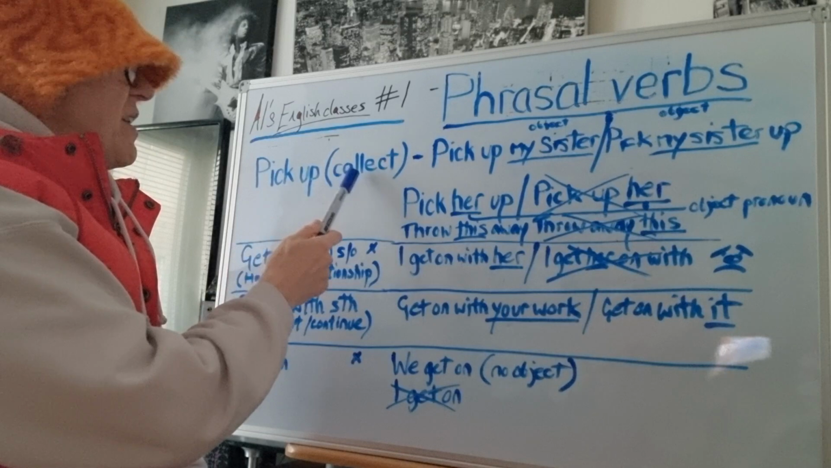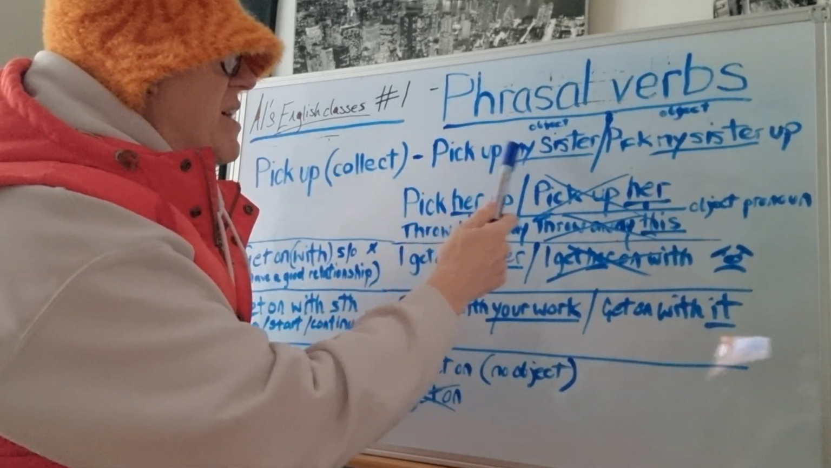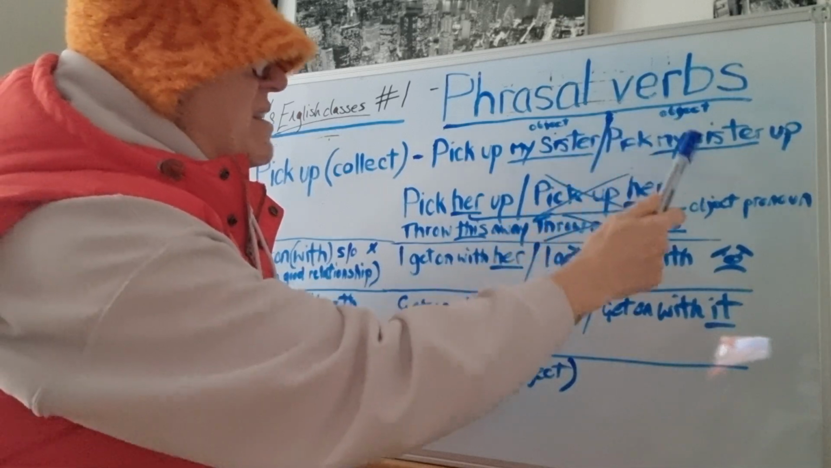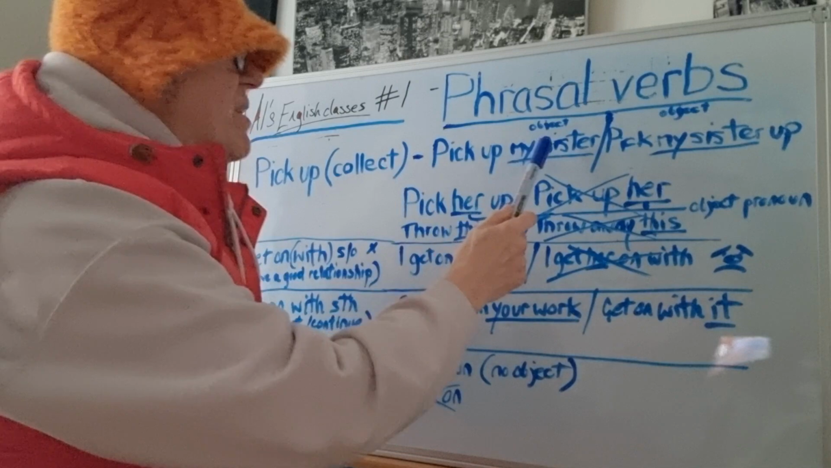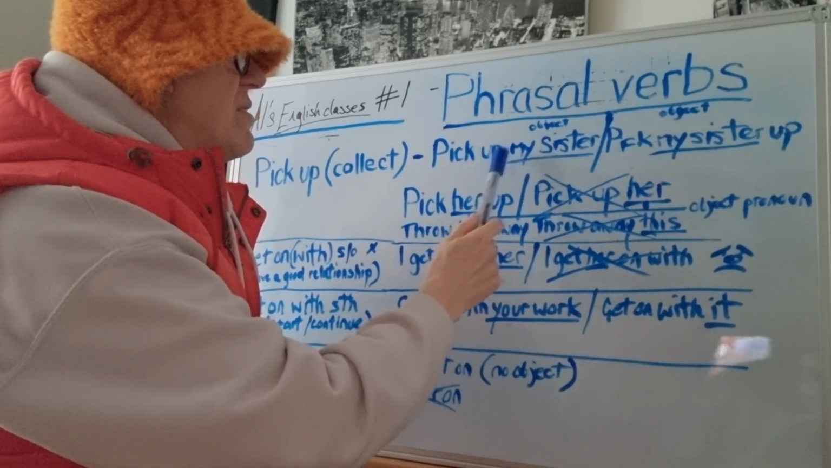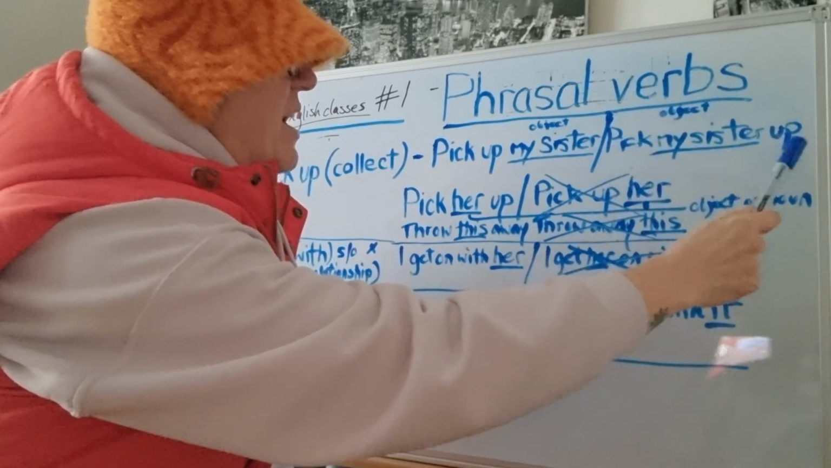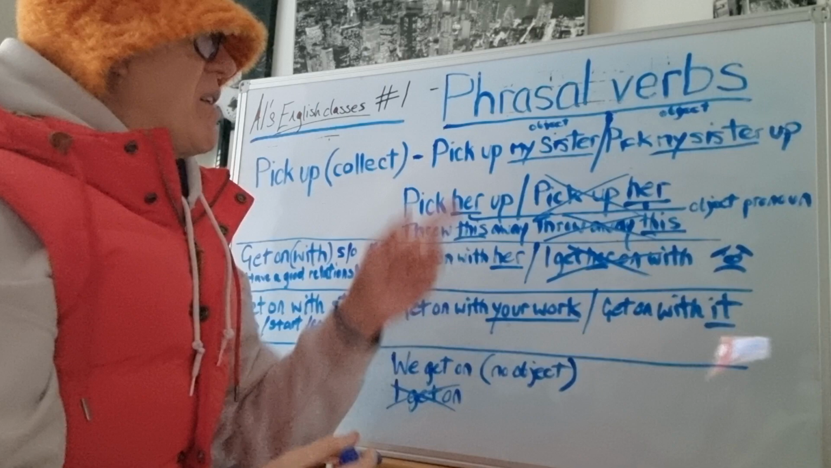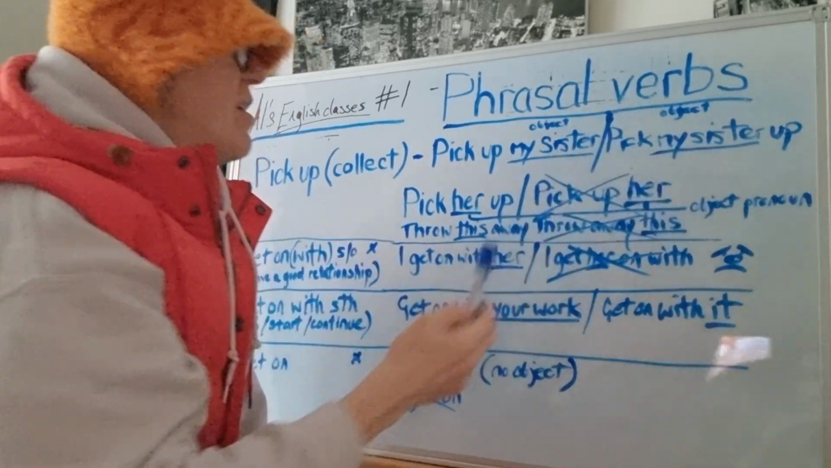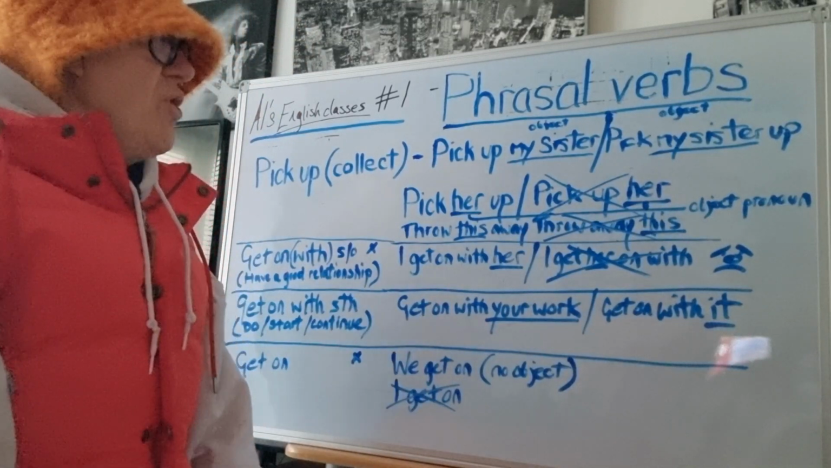So pick up, meaning collect. Let's look at the rules. You've got two choices. Pick up my sister or pick my sister up. So this is your verb, this is your particle. My sister can go after the particle, or after the verb and before the particle, between the verb and the particle. When it's an ordinary object: pick up my laundry, pick my laundry up, pick up the parcel, pick the parcel up. So no problem at all.